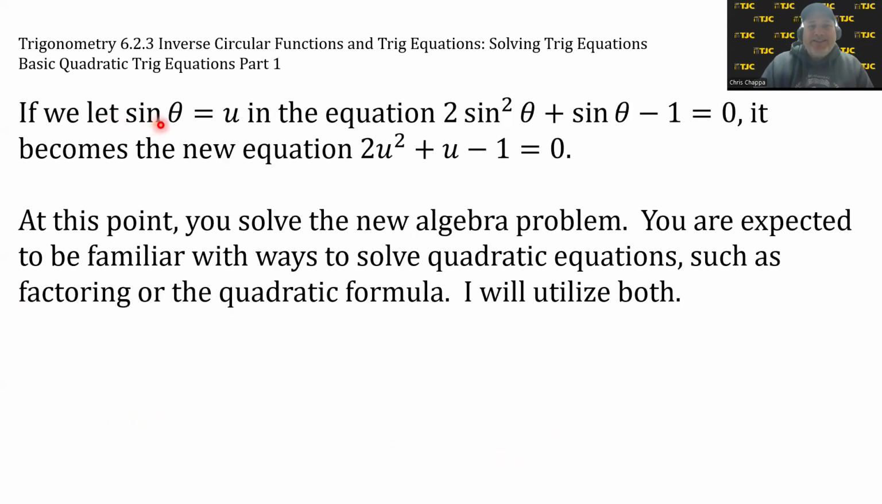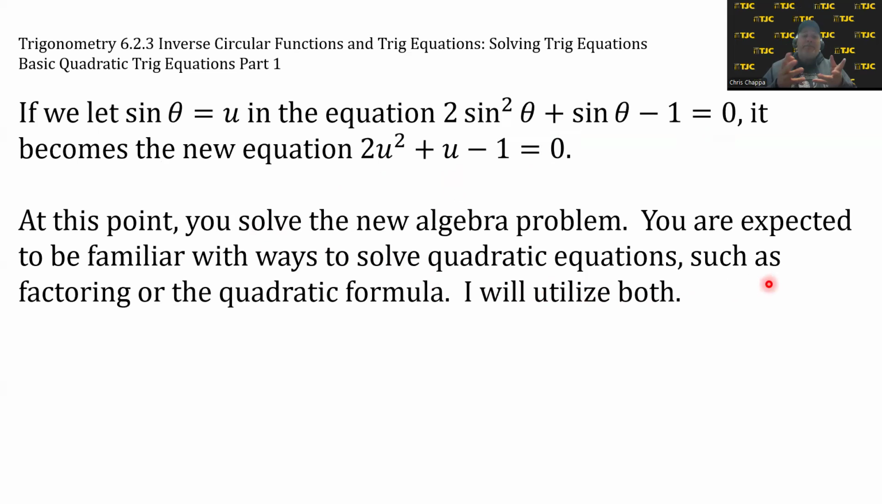Now, if we let sine theta equal u in the equation 2 sine squared theta plus sine theta minus 1 equals 0, it becomes the new equation 2u squared plus u minus 1 equals 0. Each sine theta became a u, everything else stayed the same. 2u squared plus u minus 1 equals 0. At this point, you solve the new algebra problem.